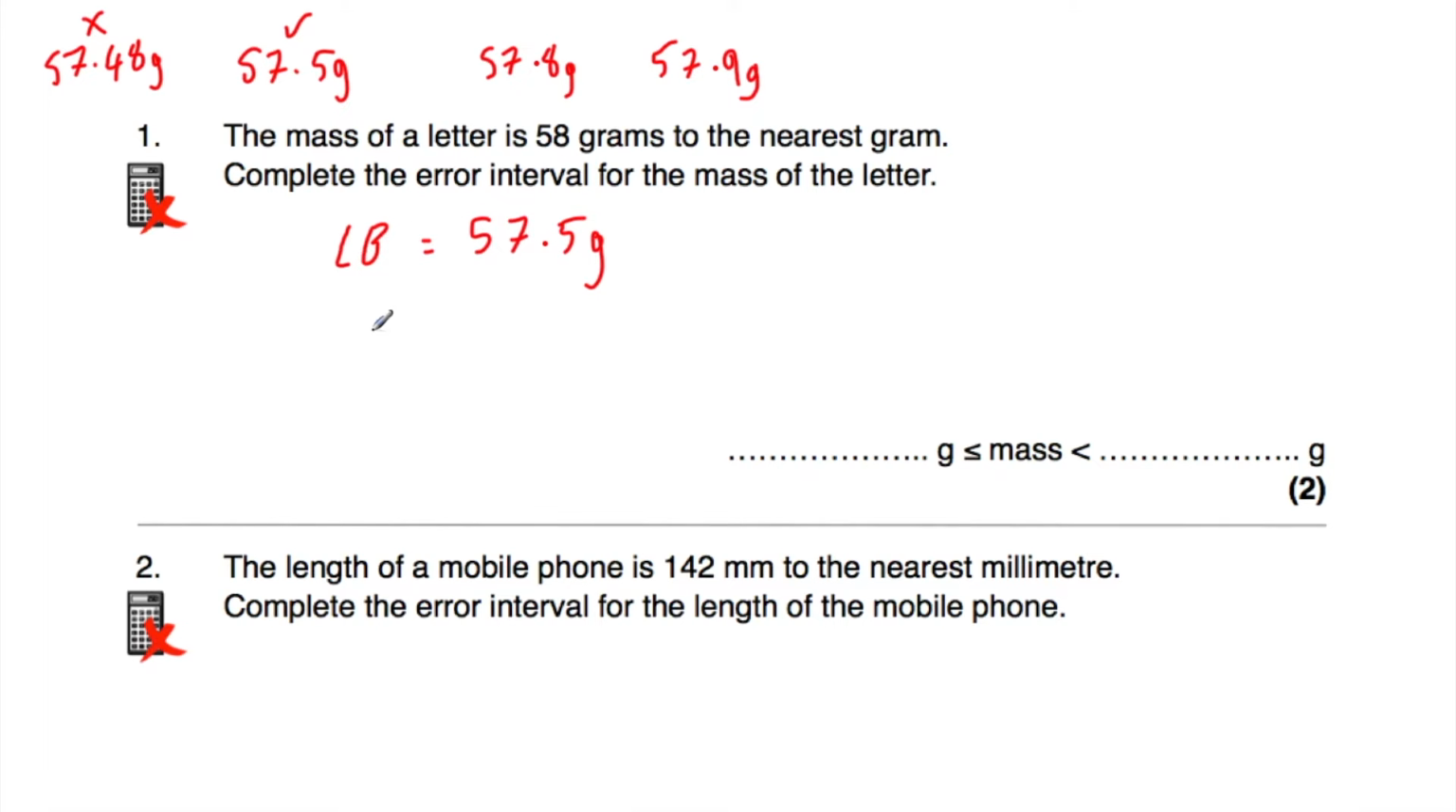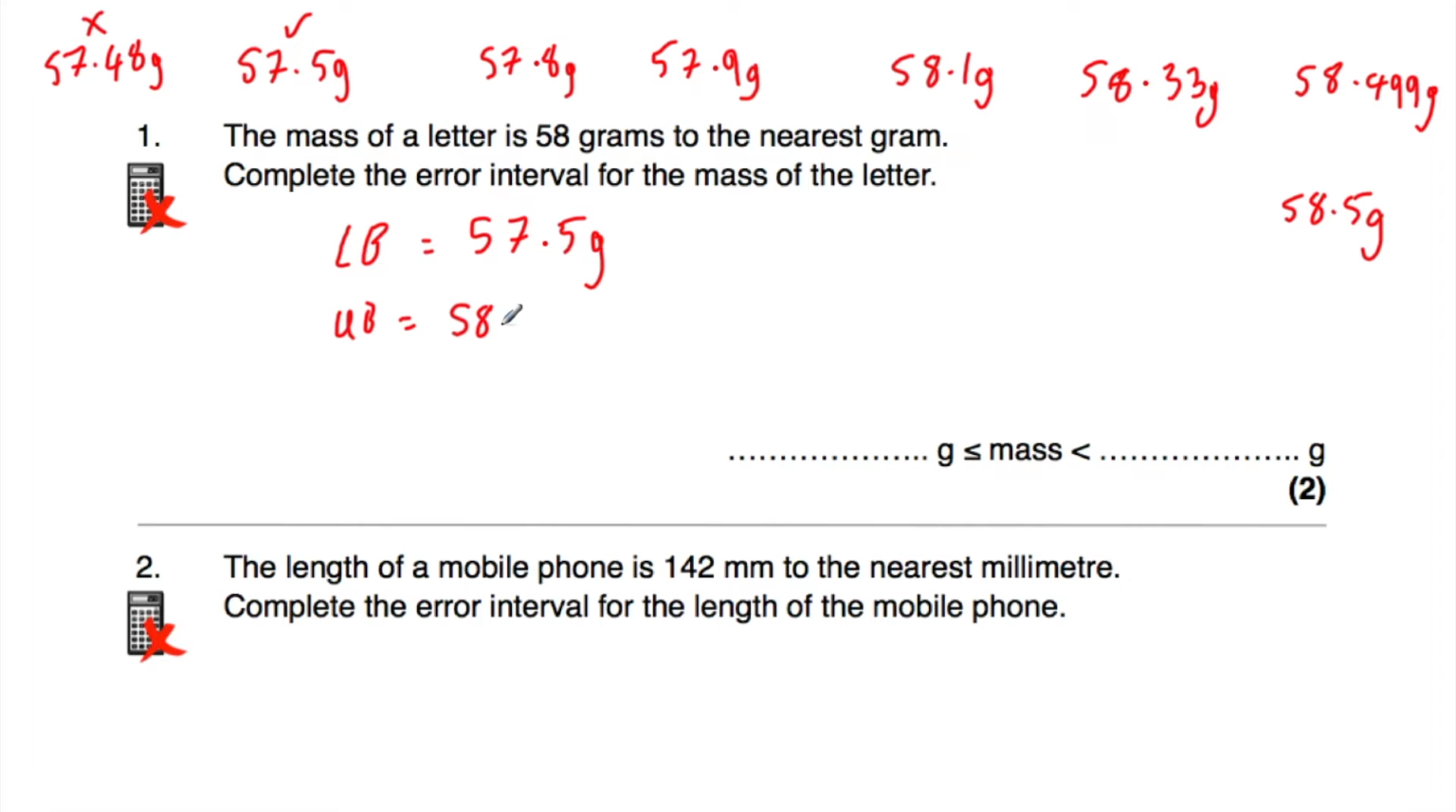So that's the lower bound. Let's now find the upper bound. For the upper bound, let's consider the values that would round down to 58 grams. It could be 58.1 grams, that would round to 58 grams. It could be 58.33 grams because that would round down to 58 grams. It could even be 58.499 grams because that would round down to 58 grams to the nearest gram. So the upper bound would be 58.5 grams, because it couldn't actually be 58.5 grams as that would round to 59 grams, but it's anything up to that. So our lower bound is 57.5 grams and our upper bound is 58.5 grams.